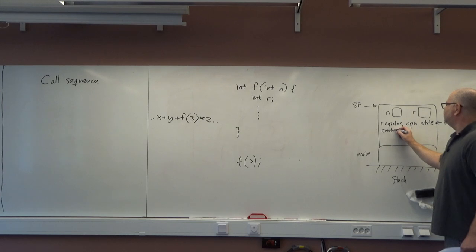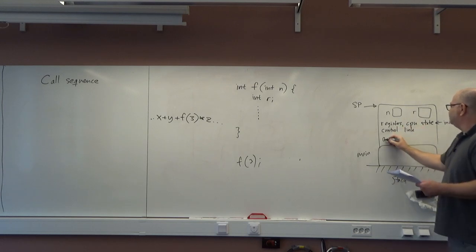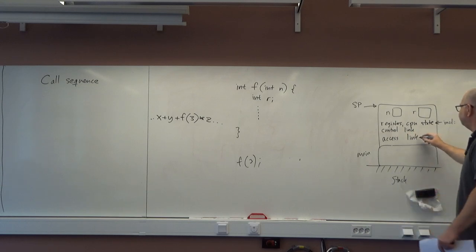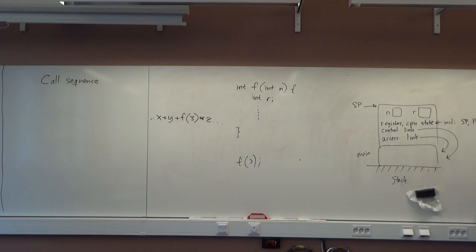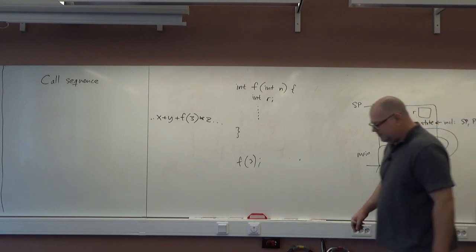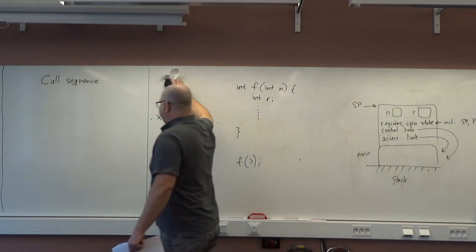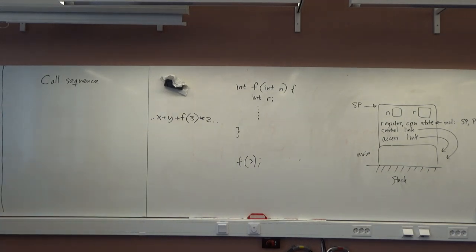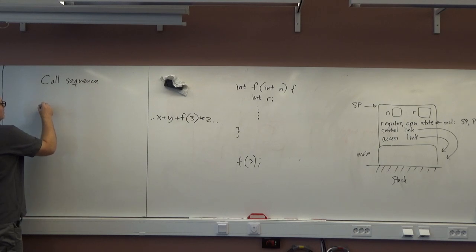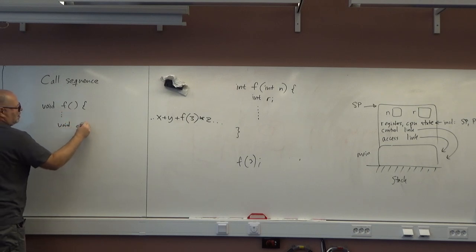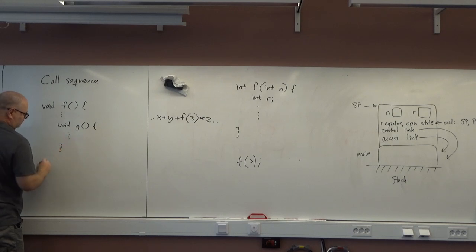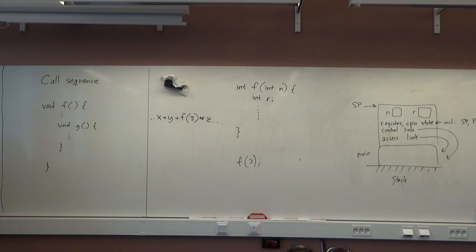You might have a control link and an access link that point to other records on the stack. And what is a control link and an access link? Well, in some programming languages, you have nested functions. Void f. And you can have a variable, int x.